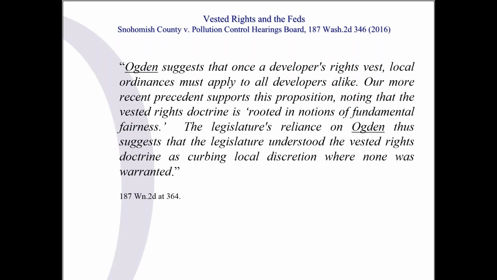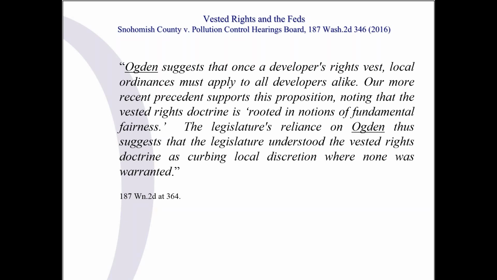And the first case that I think dealt with vesting in the state of Washington was Ogden back in like 1954 or something. As the court looked at Ogden, and this is quoted from the court, Ogden suggests, the Supreme Court that we're talking about today, that court said, Ogden suggests that once a developer's rights vest, local ordinances must apply to all developers alike. Our more recent precedent supports this proposition, noting that the vested rights doctrine is rooted in notions of fundamental fairness.